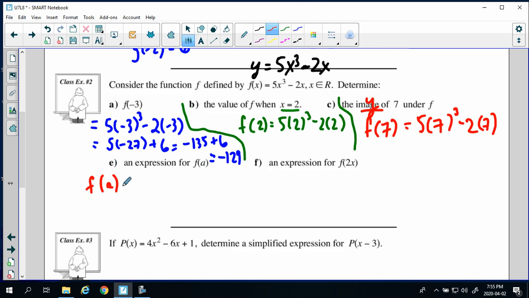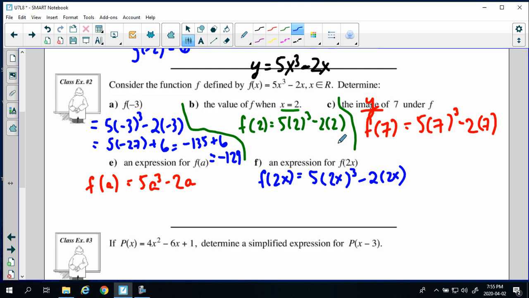f of a is going to be 5a cubed minus 2a, and that doesn't simplify, so you would just leave it like that. An expression for f of 2x, though, instead of putting a number, you're going to put an expression in the coin slot. Sure, no problem, I can do that. f of 2x is equal to 5 times 2x cubed minus 2 times 2x.